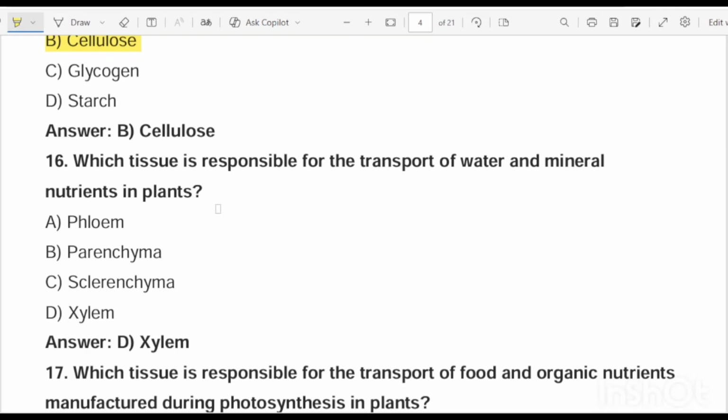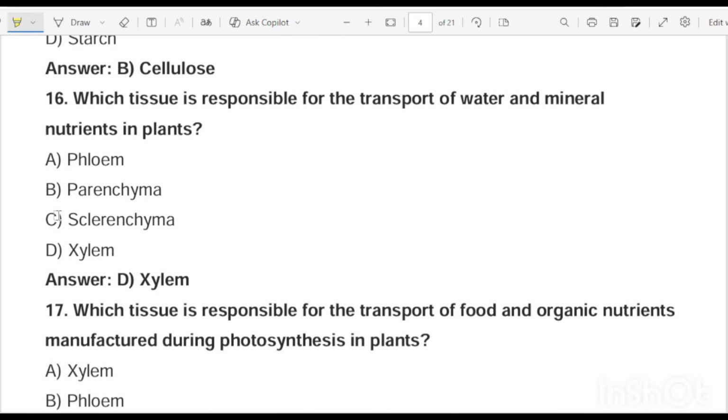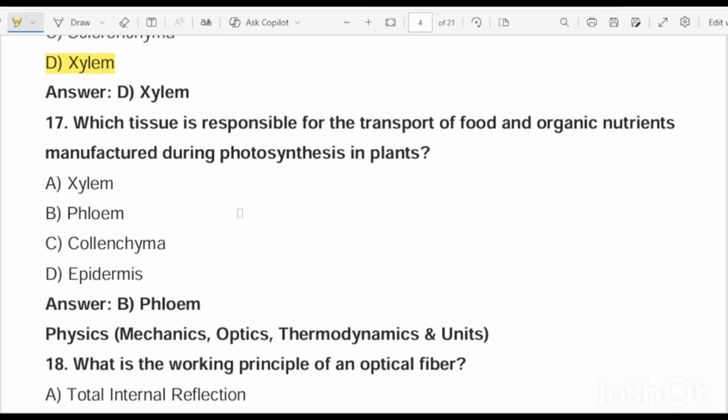Next question. Which tissue is responsible for the transport of water and mineral nutrients in plants? Correct option. Option D, xylem. Next question. Which tissue is responsible for the transport of food and organic nutrients manufactured during photosynthesis in plants? Correct option. Option B, phloem.